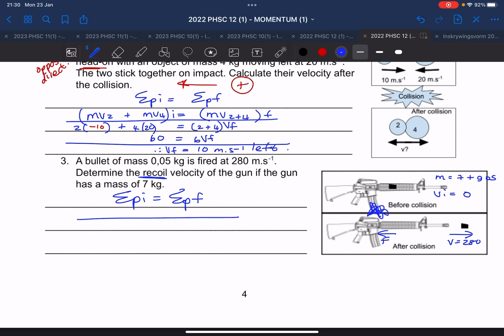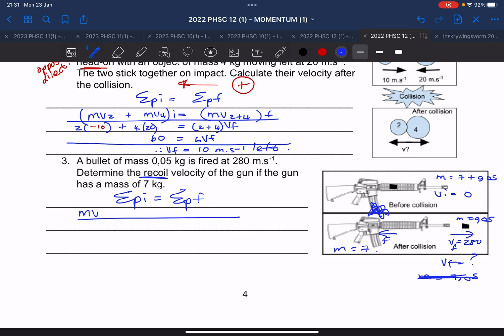Here we know the final velocity of the bullet is 280 and it's moving to the right. The final velocity of the gun we do not know. Sorry, this mass is 0.05 and the mass of the gun is 7. So at the beginning we have one object because they are together, that is the gun and the bullet initially. And then afterwards we have the mass of the gun times the velocity of the gun plus the mass times the velocity of the bullet. So that is final.